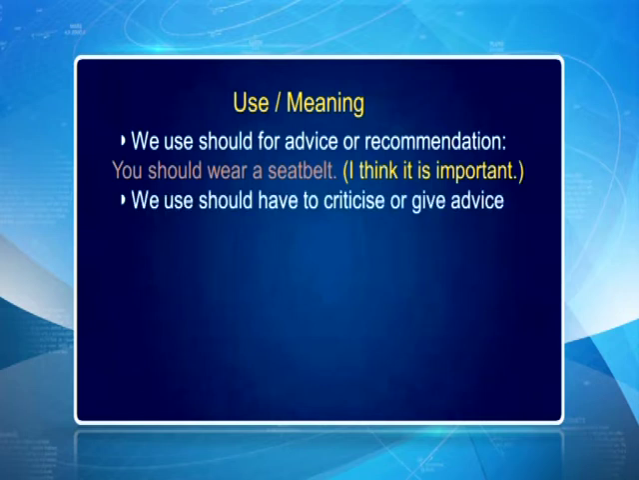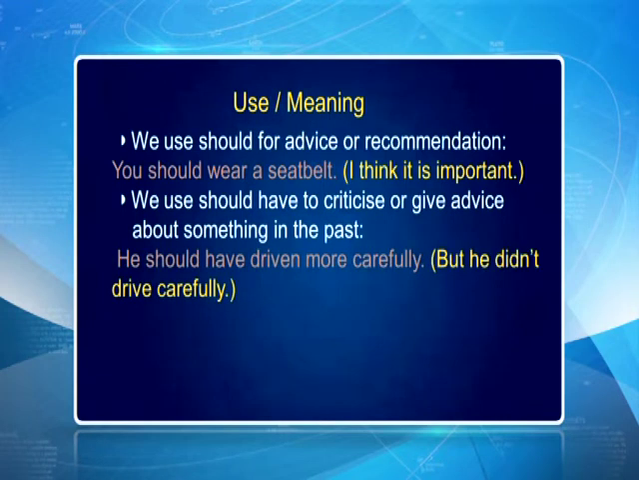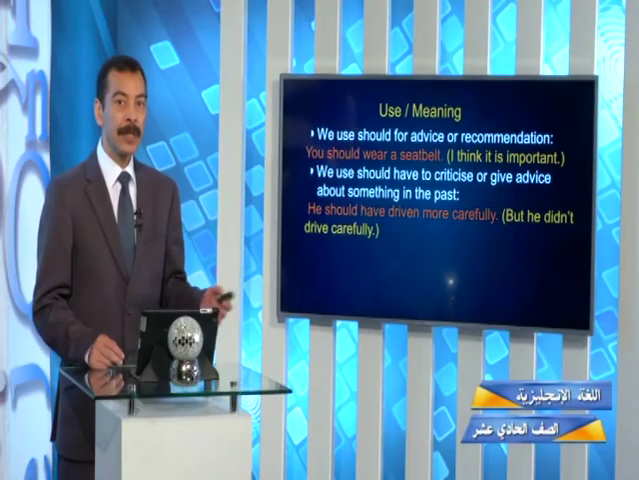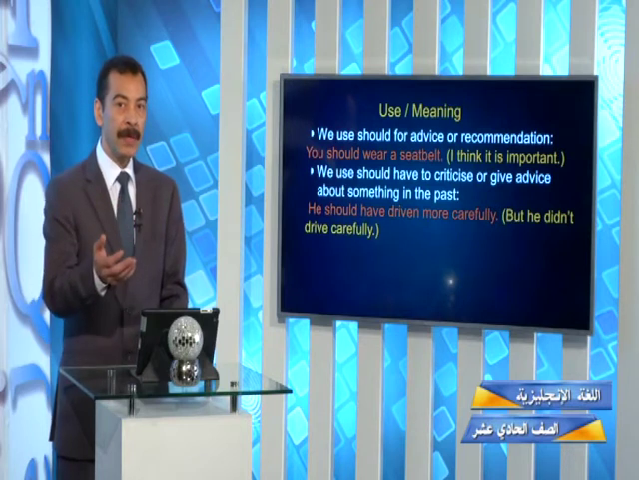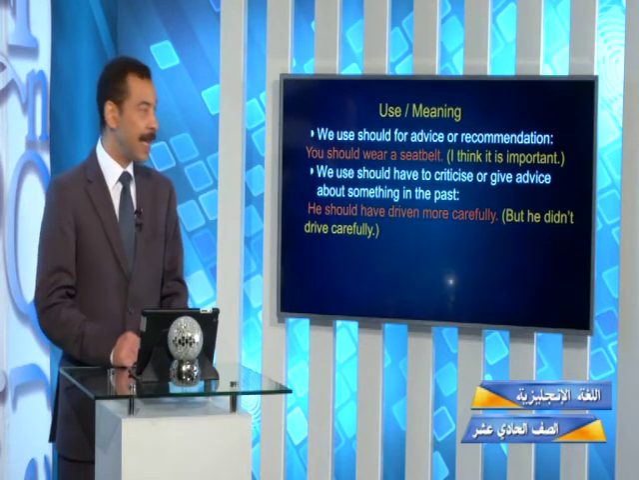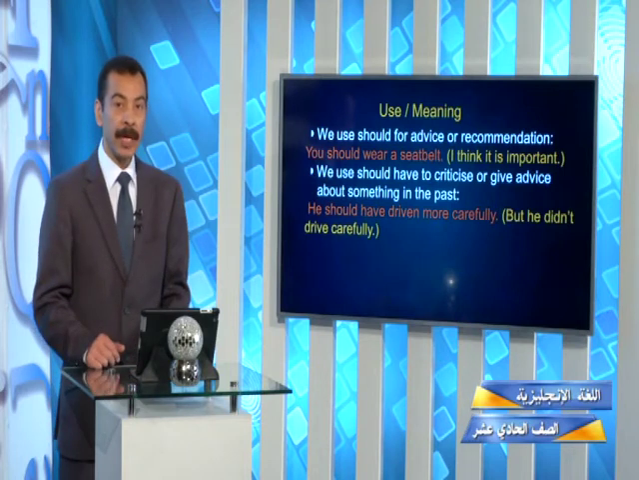Okay, the other meaning is that we use should have to criticize or give advice about something in the past. If you want to criticize or give advice about something in the past, in this case you need to use should have plus past participle. Examples like he should have driven more carefully, but he didn't drive carefully. So the past experience or event was that he did not drive carefully. So we give him advice or criticize him by saying he should have driven more carefully.